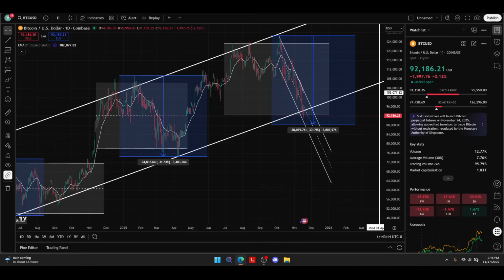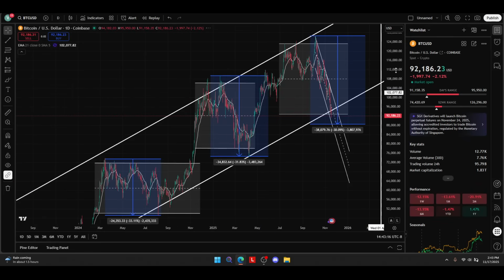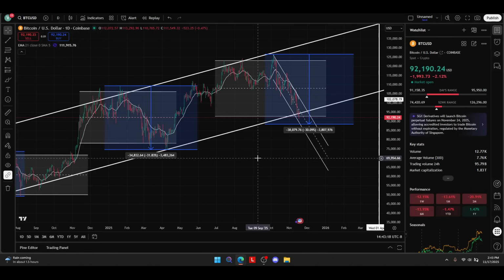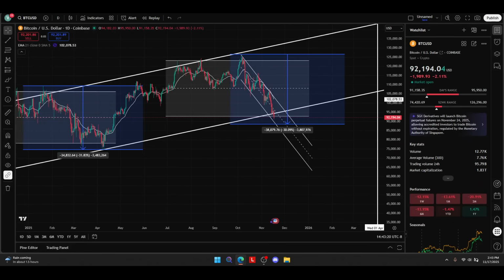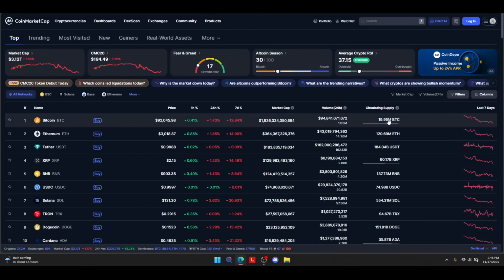So let's take a look at Bitcoin now. Bitcoin, there's a lot of things I put on this chart, and I'm going to explain almost everything. But first, I want to go over something with Bitcoin. It hit 95% of the total supply that will ever exist, right?